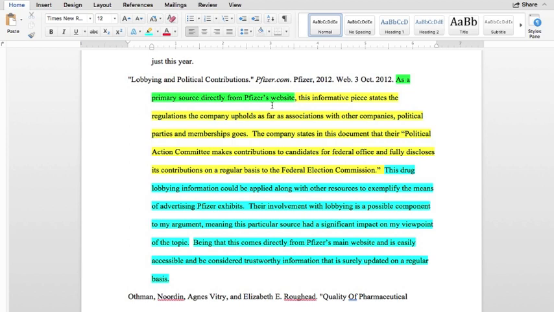And that's problematic because I want to know how well you can evaluate a source. I want to make sure that you understand the differences between types of sources, that you understand the importance of credibility when looking at a source. So they're telling me it's a primary source from Pfizer's website. Okay, so they've explained why it's a primary source, but they don't really tell me much about why it's credible or its connection to the topic, right?